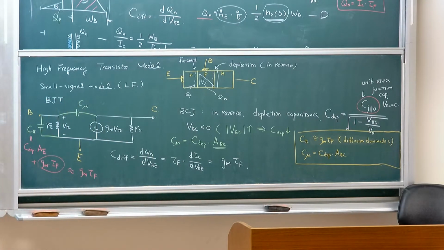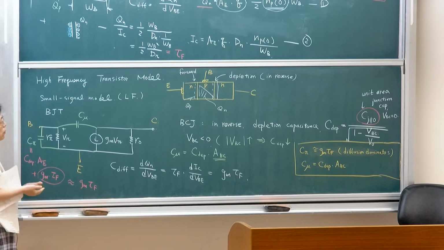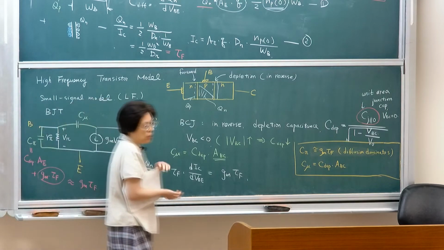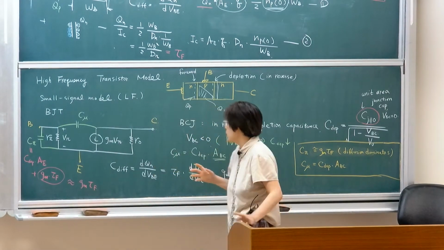Okay, let's take a break for 10. We'll come back probably 15 after 11, and then we're going to discuss the same high frequency model for the MOSFET. It's actually easier than this, because diffusion capacitance is a little bit more complicated.